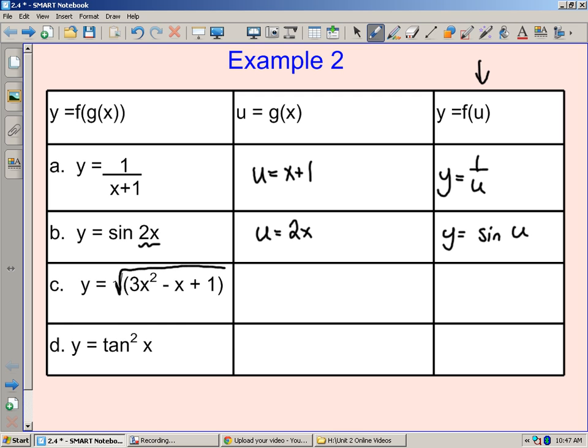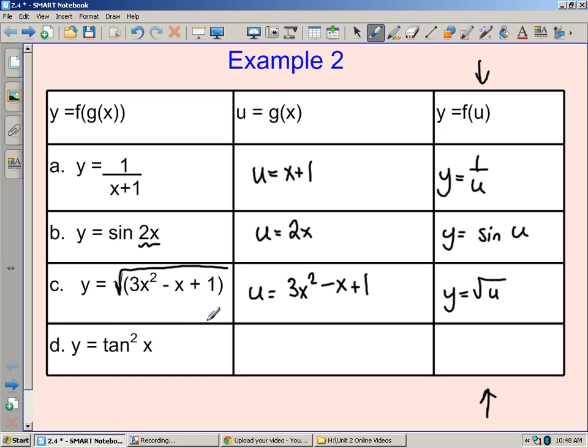So then the next one here, my inner function, you'll notice I'm taking the square root of this whole function here, and so when I do that, this thing becomes my inner function, and so that's the function I'm going to deal with, which is 3x squared minus x plus 1, and then my new function would be the square root of u. And so hopefully when you look at this last column and you have to take the derivative of the last column, this is definitely a lot less scary than trying to take the derivative of what you're looking at over here, hopefully.